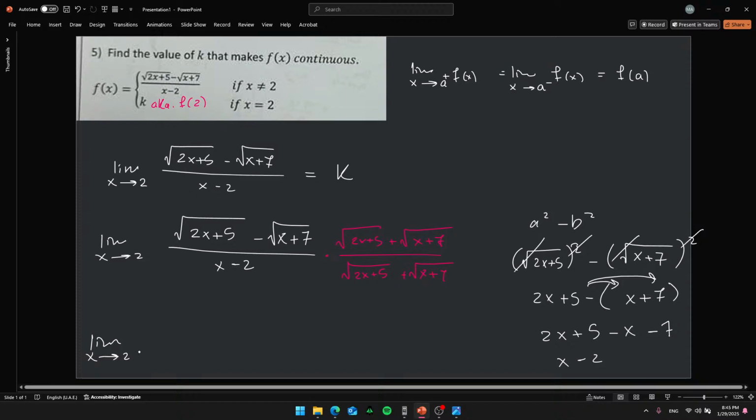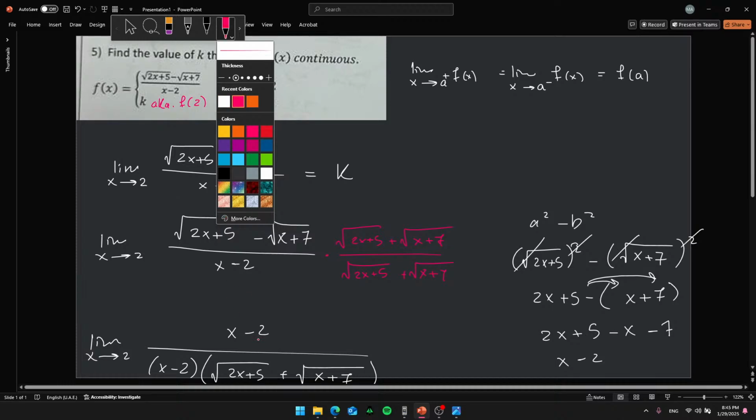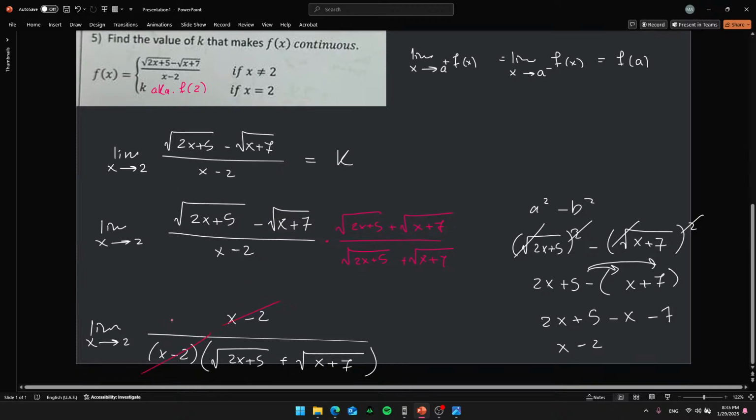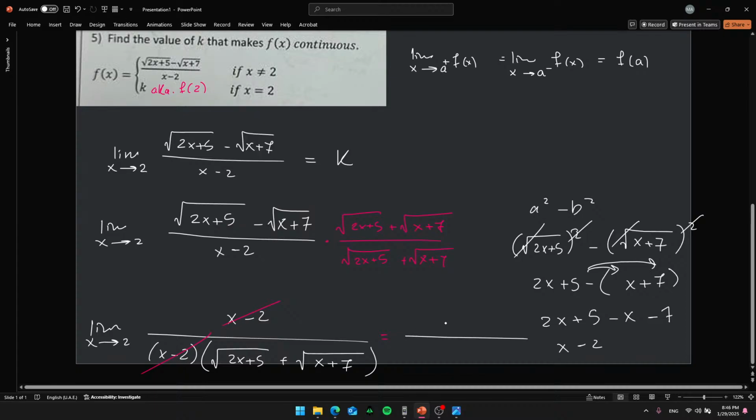Limit as x approaches 2, x minus 2. And for the denominator, don't touch it. Just write it as it is: square root of 2x plus 5 plus square root of x plus 7. Now you can clearly see that we can cancel x minus 2 from top and bottom. Now you can plug in 2 without any problems. You should be able to plug in without any problems, inshallah.